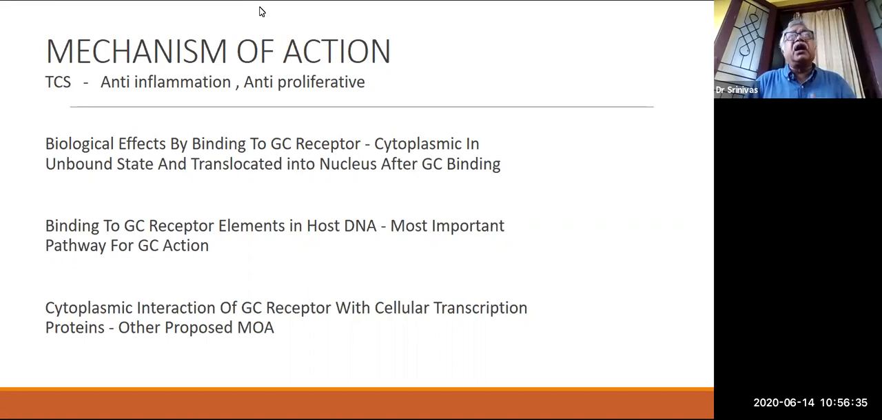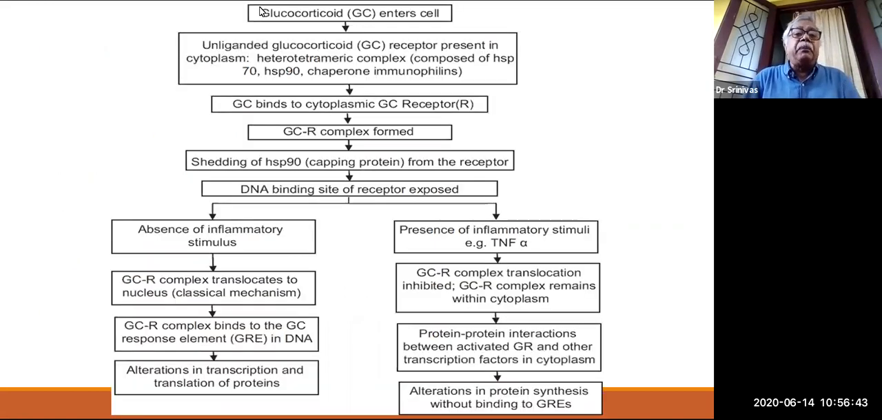Topical steroid has both anti-inflammatory as well as anti-proliferative action. Once again, to repeat, the glucocorticoid receptor is present in the cytoplasm. It is a heterodimeric complex, and it binds through the heat shock receptors. Once it enters the cytoplasm, it loses the heat shock receptors, and binds to the DNA on one side, while the other side does not bind to the DNA, stays outside and brings about the changes which I have already explained.